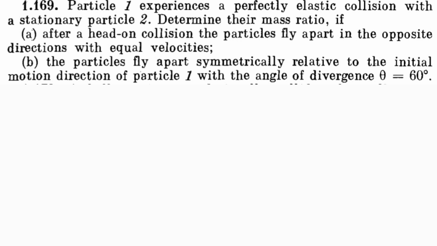Determine their mass ratio if, in the first part, after a head-on collision the particles fly apart in opposite directions with equal speed, and in the second part, the particles fly apart symmetrically relative to the initial direction of particle 1 with the angle of divergence being 60 degrees. So let us begin with the first part of the problem.